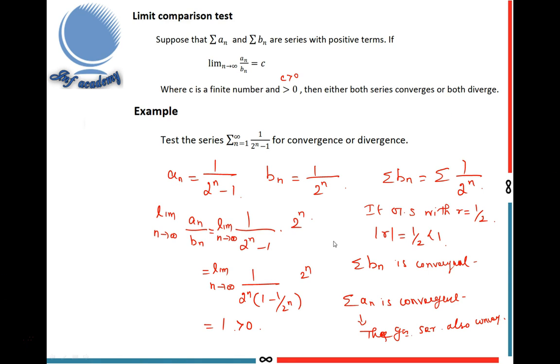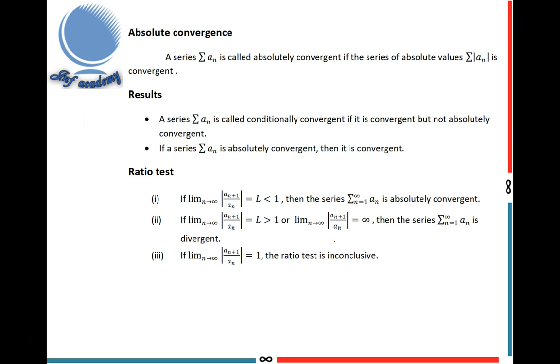The next definition is absolute convergence. A series sigma an is called absolutely convergent if the series of absolute values, that means sigma modulus an, is convergent. Next, some results. A series sigma an is called conditionally convergent if it is convergent but not absolutely convergent. The second result says if a series sigma an is absolutely convergent, then it is convergent. So absolutely convergent gives convergent, but convergent does not give absolutely convergent.